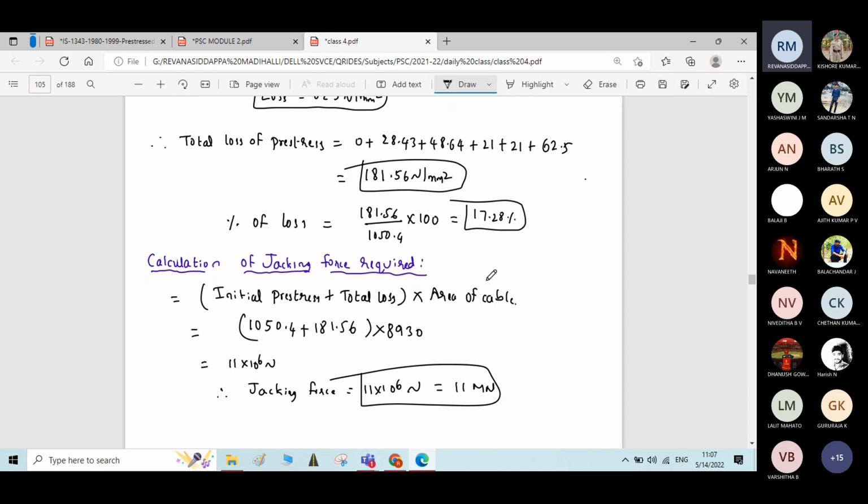Any doubts in any steps, you can ask before moving on to the next problem. The problems are easy. You need to remember all the relevant formulae, then you can calculate the things properly.